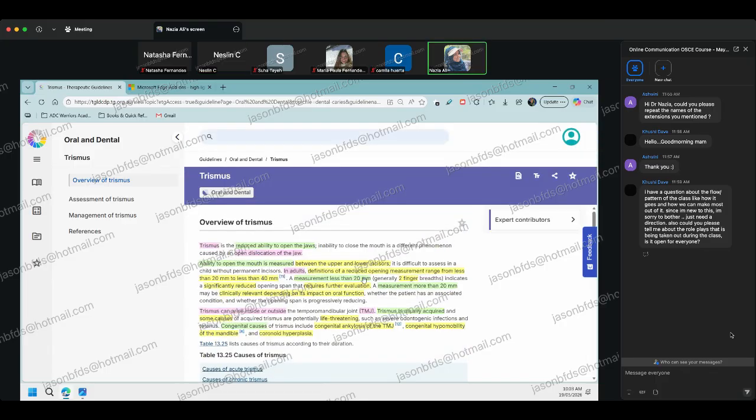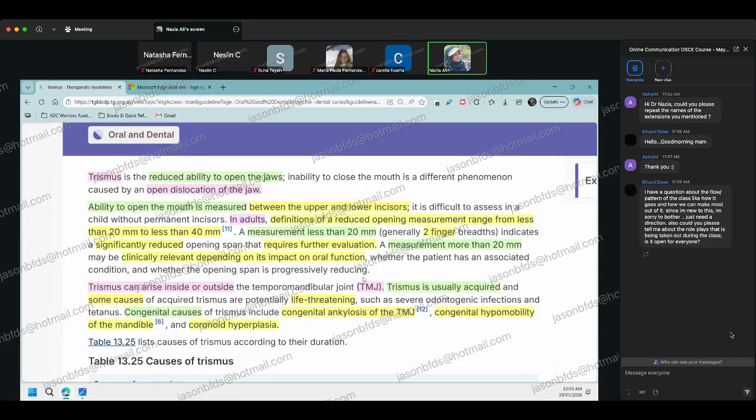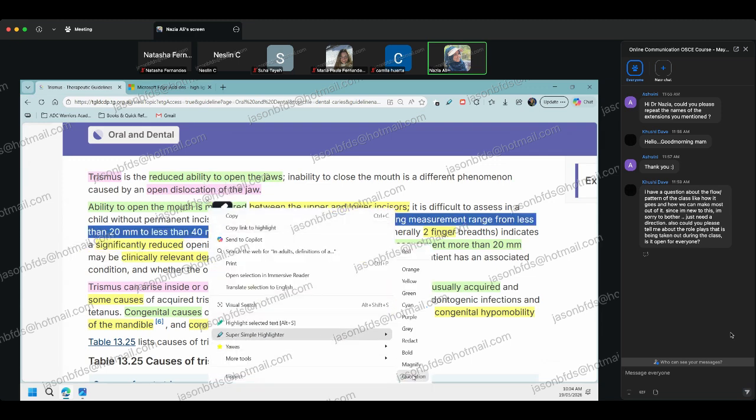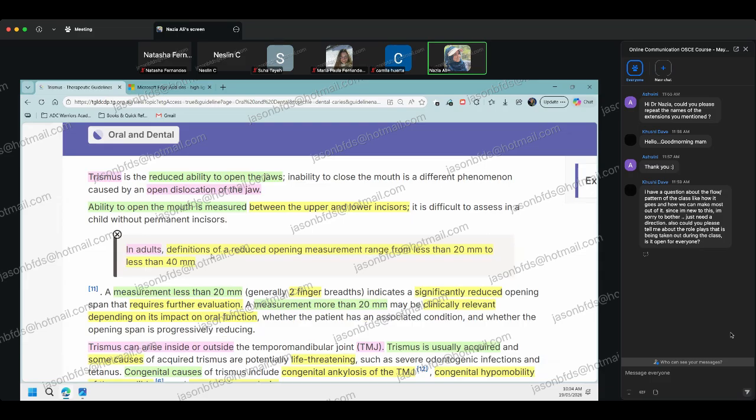But do you see how smart ADC are? I mean, if you look at the new TG as well, they've given us 20 millimeter. And that's in TG. It says in adults, the definition of a reduced opening measure is less than 20. Do you see? And they've given us 20. Now, this line is very interesting because I'm just going to go to my super simple highlighter and make a quotation out of it. Now, with this, we're at the border. Because let's say patient comes in 2 days, it's 19 millimeter, right? Then officially, that's concerning.